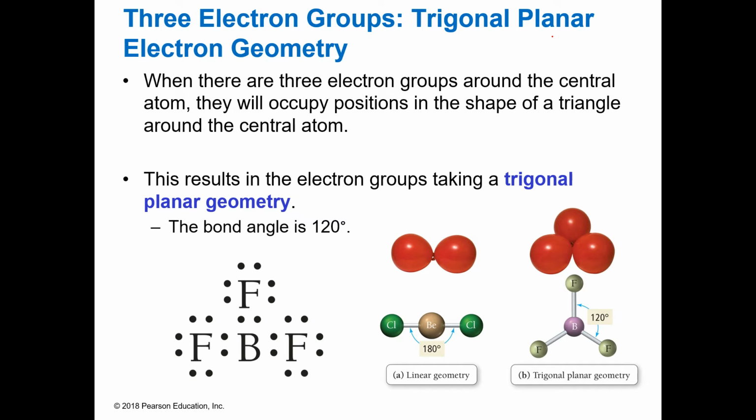If I have 3 electron groups, here are some examples for that. Boron here has 3 bonds to it, or 3 single bonds around it, so it's 3 electron groups, and here was a picture of it. So if I have 3 electron groups, my electron geometry is trigonal planar. And there's a bond angle of 120. Again, the bond angles are always from the outer atoms, so it's 120 degrees.